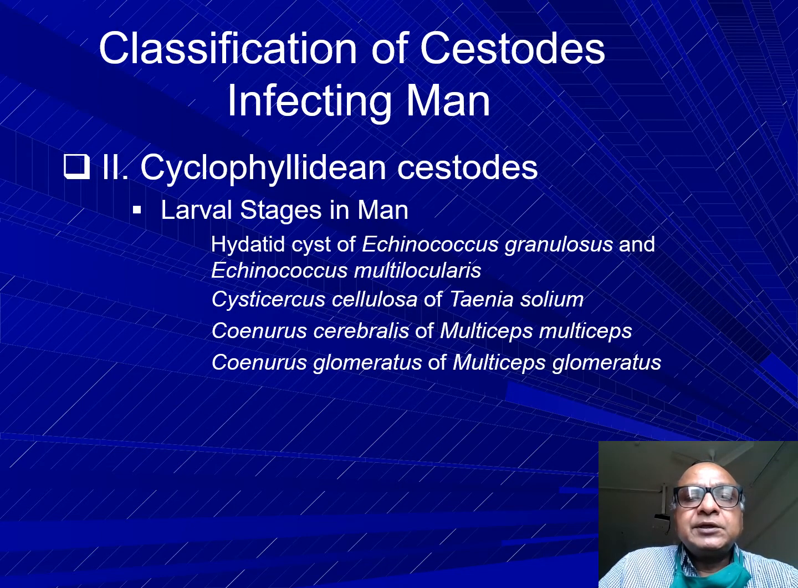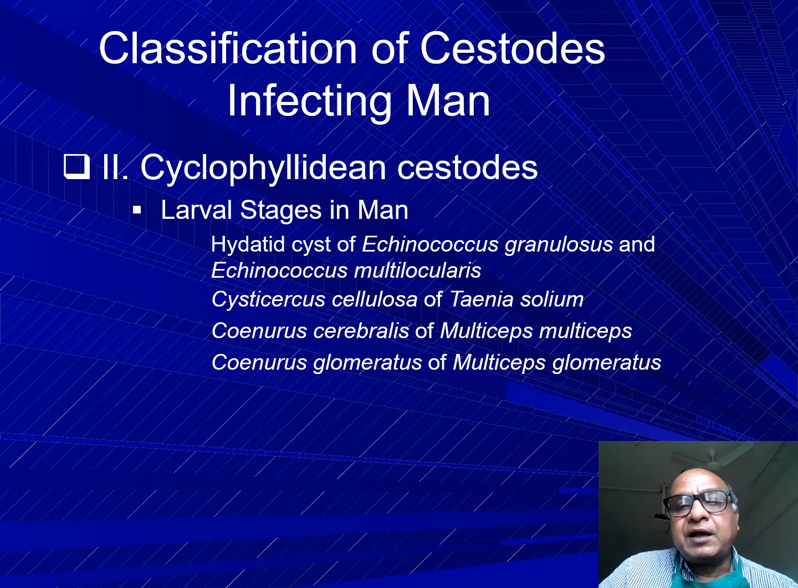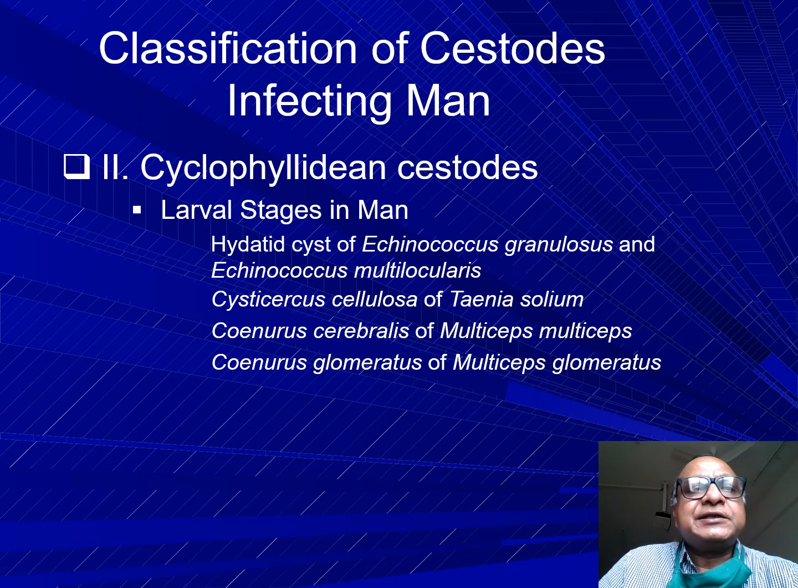Classification continued. In some of the Cyclophyllidean cestode life cycles, the larval stages live in man. The hydatid cyst, a very important clinical manifestation of the parasite, is of Echinococcus granulosus and Echinococcus multilocularis. Cysticercus cellulosae is of Taenia solium. Coenurus cerebralis of Multiceps multiceps and Coenurus glomeratus of Multiceps glomeratus all live in man in the larval stage.